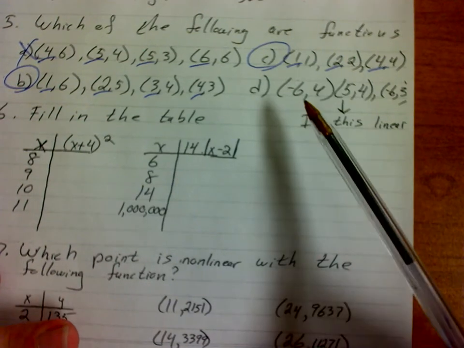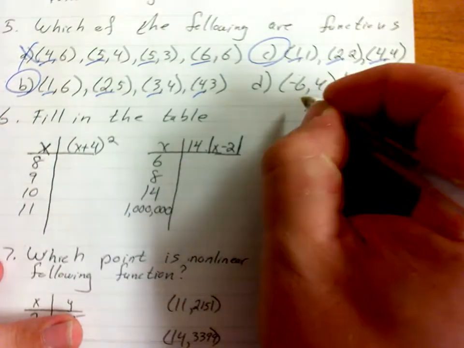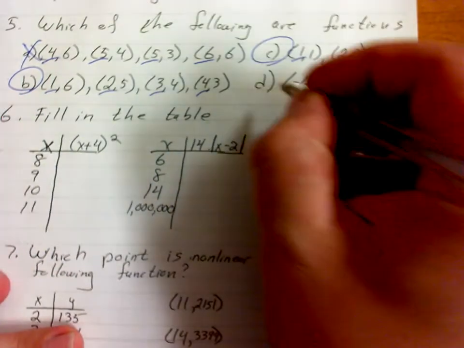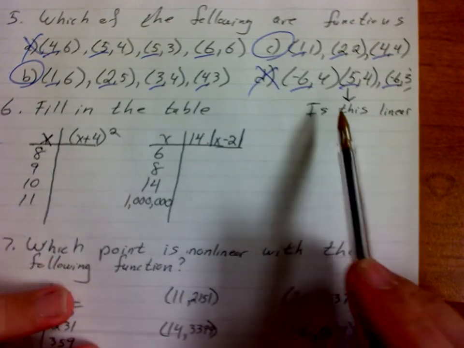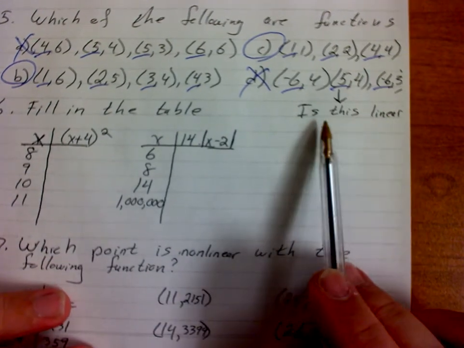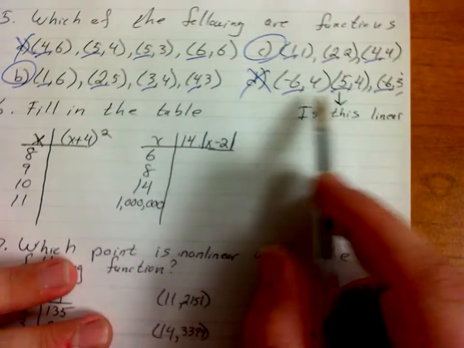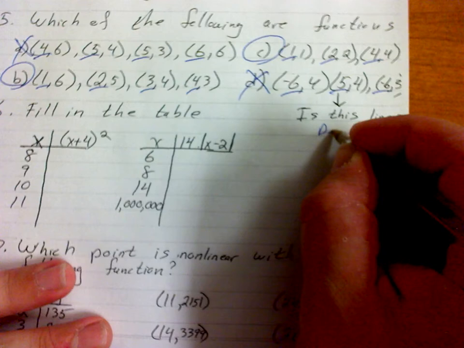So let's check this last one here real quick. Negative 6, 4, 5, 4, and negative 6, 3. Okay. We notice here that the x's do repeat on the first and last point, so there's not a function right there. Okay. Now, there's a little bit of a side question here. Are these 3 points linear? Okay. Now, how we would test if these 3 points are linear, we would need to bring out our Desmos calculator.